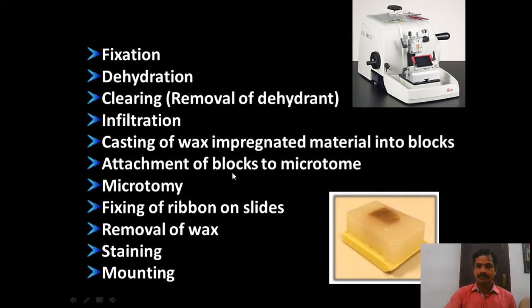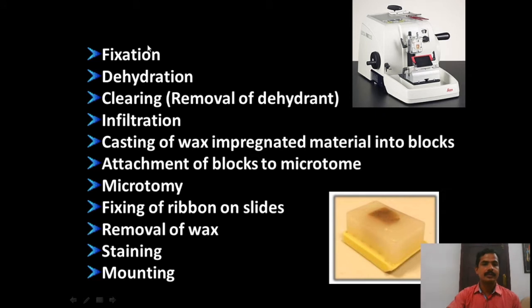Then attachment of blocks to the microtome for cutting. Then cutting, the process of cutting, microtomy. Then the fixing of ribbons. These serial sections are obtained in the form of paraffin ribbons, wax ribbons, and they are fixed on the slides. Then removal of wax for staining. Before staining, the wax has to be removed from the specimens. Then the procedure of staining, and finally mounting, labeling and storing of the specimen.